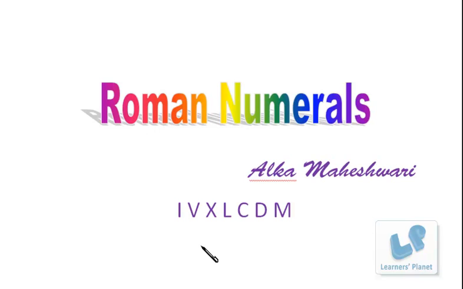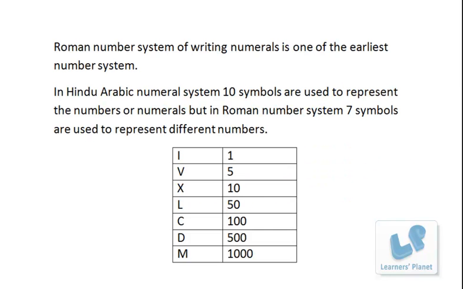Now let's see what the meanings of these 7 symbols are. Kids, I have shown the 7 symbols over here, that is I, V, X, L, C, D and M. I means 1, that is I in Roman numerals and 1 in the Hindu-Arabic numeral system. V represents 5, X represents 10, L represents 50, C represents 100, D represents 500 and M represents 1000.